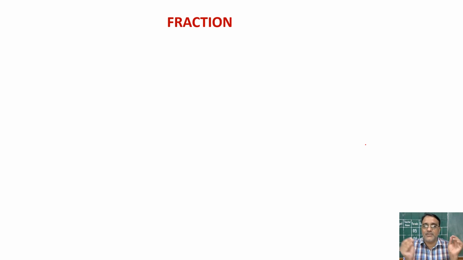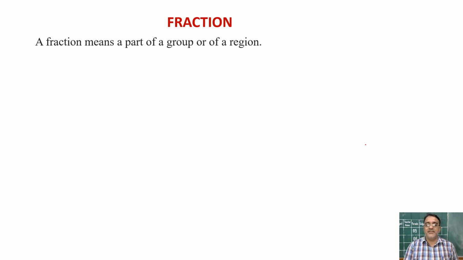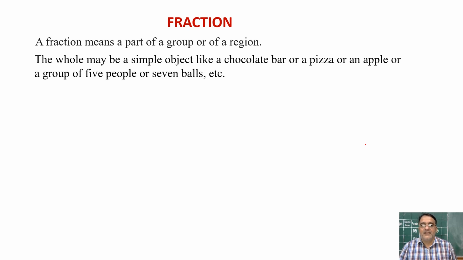Fraction means a part of a group. Just now we have seen कि एप्पल को हम लोग 4 equal parts में किए थे, तो each part we called 1/4. So that is a fraction. Okay, a fraction means a part of a group or of a region. So the whole may be a simple object like a chocolate bar, pizza, or an apple, or a group of 5 people or 7 balls, etc.